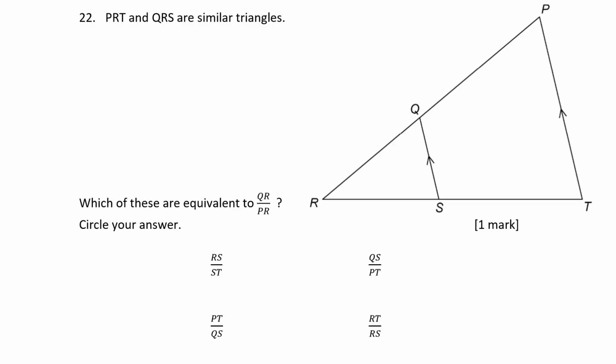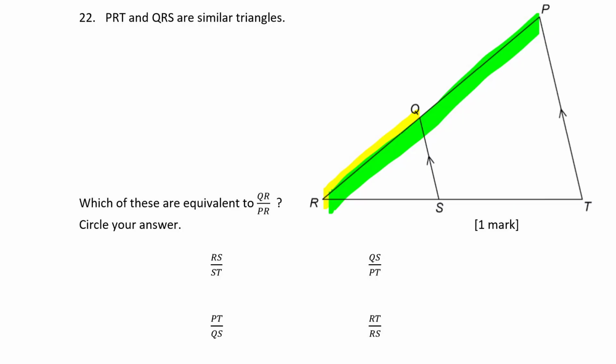Question 22. PRT and QRS are similar triangles, and we're asked which of these is equivalent to QR over PR. Well, QR is that line there, isn't it? And then PR is this line. So basically you're comparing two equivalent sides of two similar triangles. So sides are always going to be in the same ratio, so as long as you match up the pairs of sides you're looking at, then they are going to have the same ratios as well.